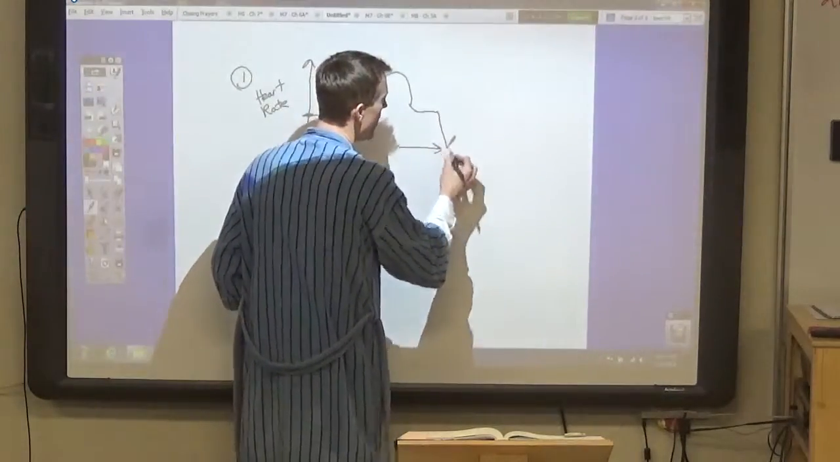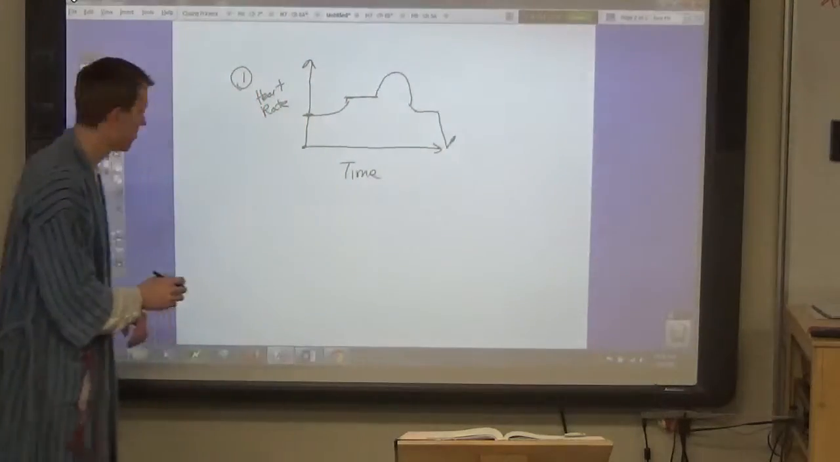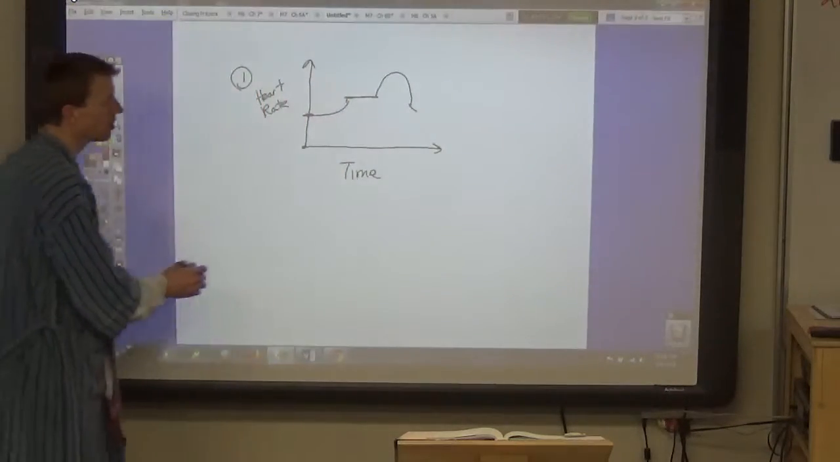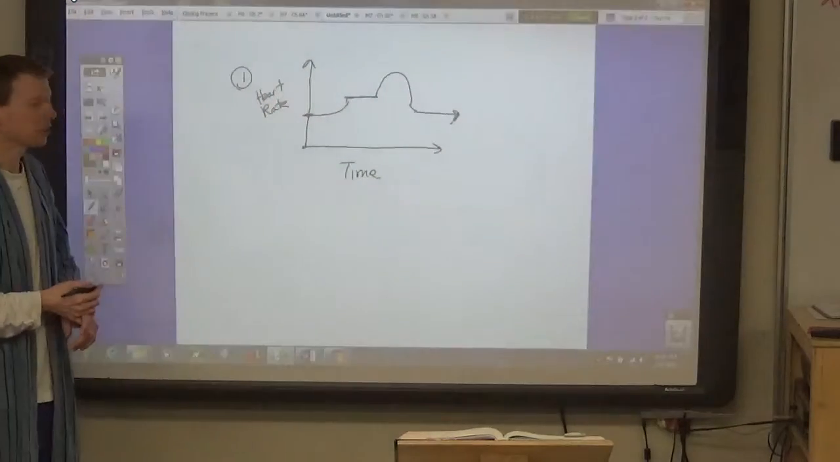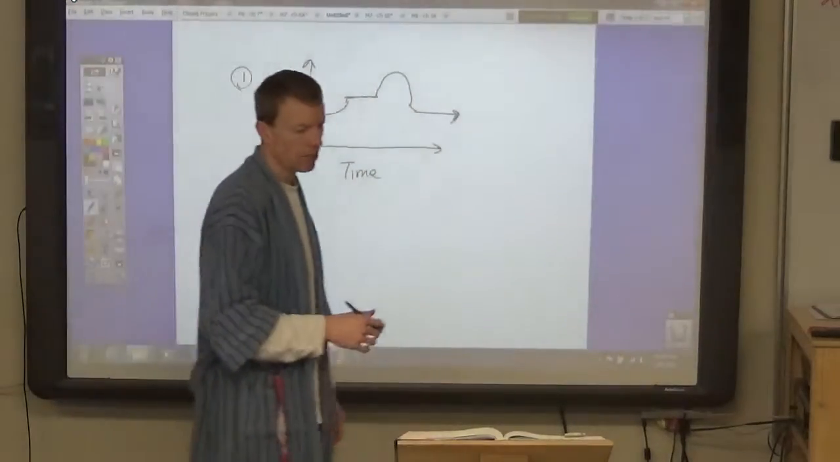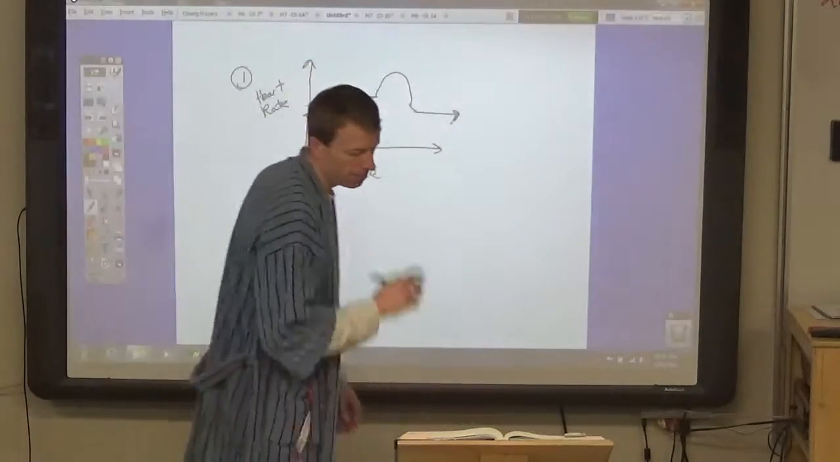And it doesn't go all the way down, does it? Nope. It just continues to go like that. Okay? So exercise, the heart rate. So that's an example. Look at this one.